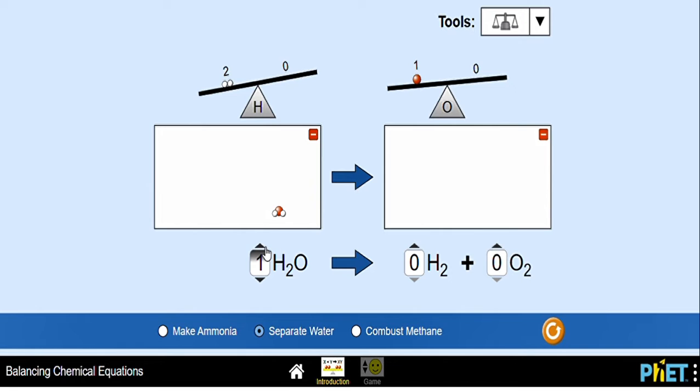Now you can see for hydrogen, in the left hand side it increases by 2, but in the right hand side there is nothing. For oxygen it is 1, but in the right hand side there is nothing.